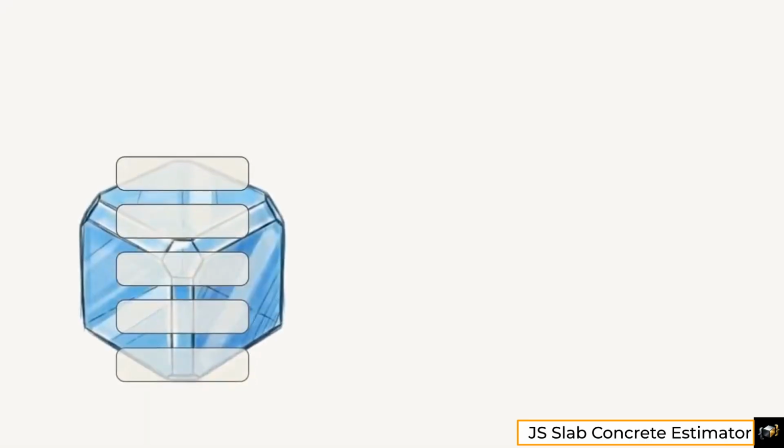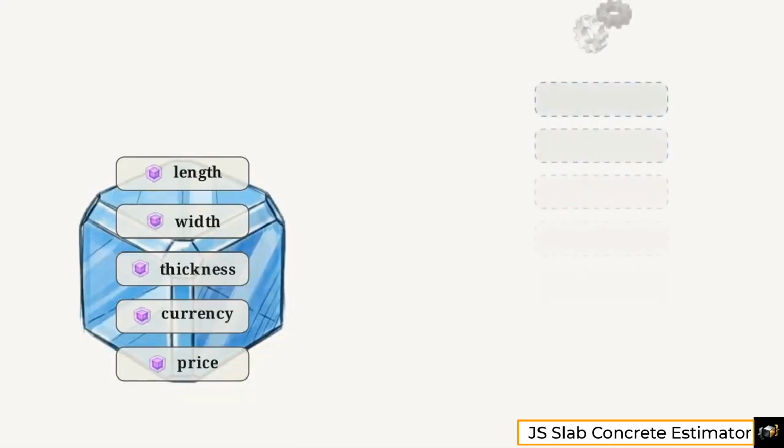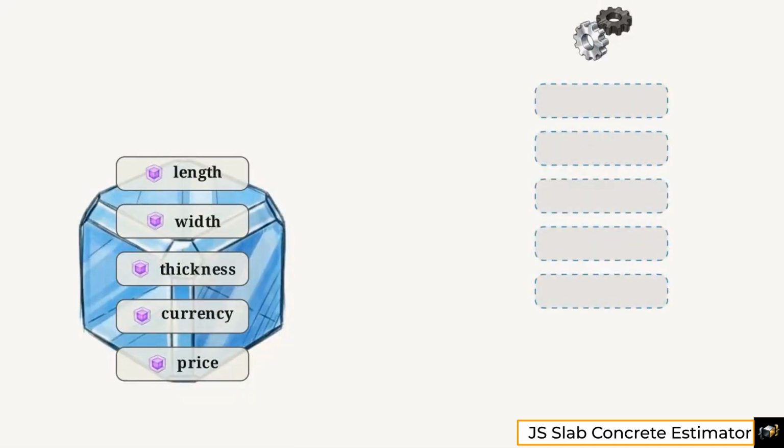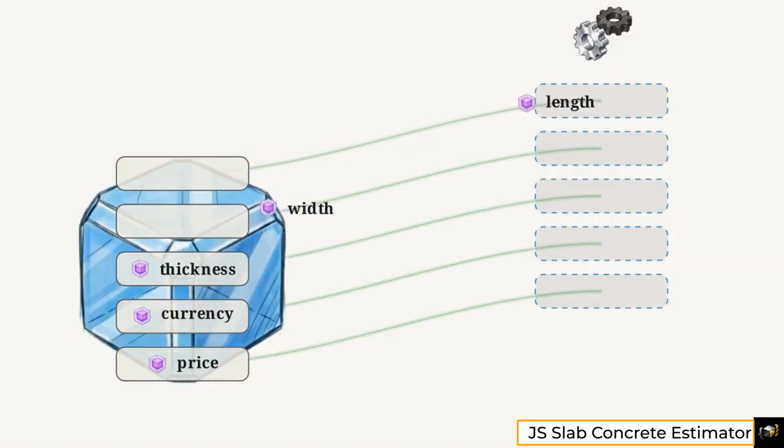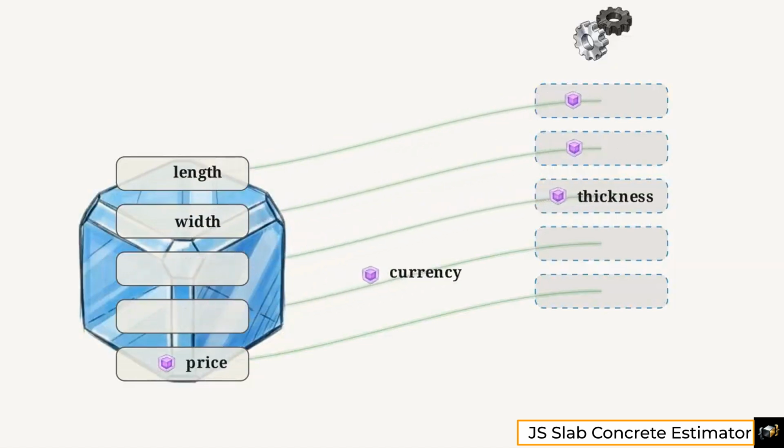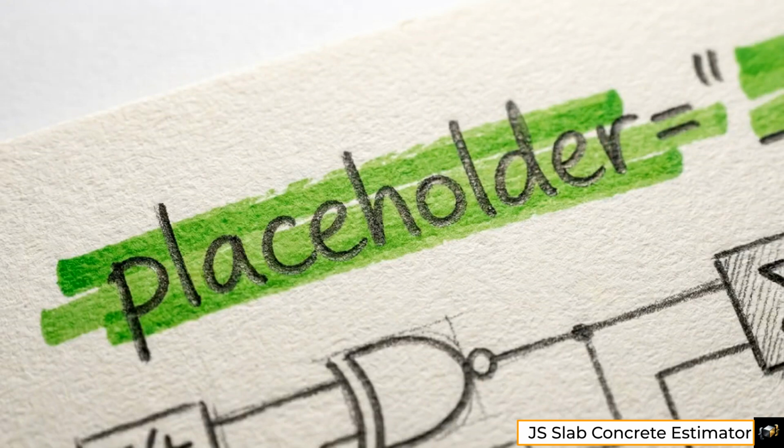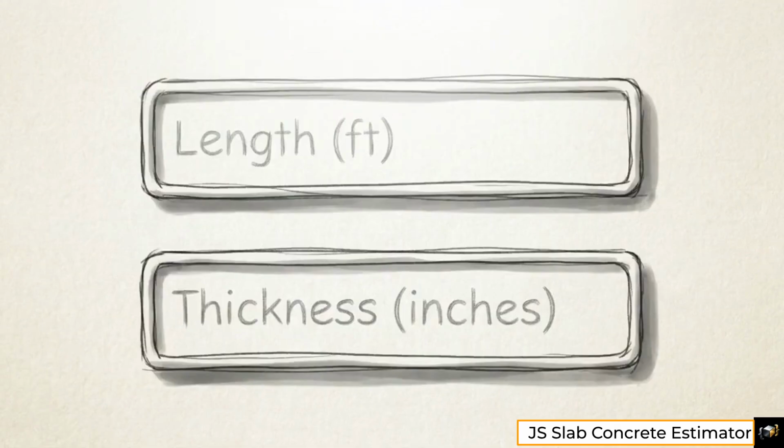This flow diagram shows our next critical step, assigning unique ID tags to each of those input fields. By labeling them with IDs like length, width, and price, we establish unique identifiers that our JavaScript will search for later. To guide the user, we also add placeholders within these input tags. This displays faint text inside the empty boxes, indicating exactly which units to enter, like feet or inches.